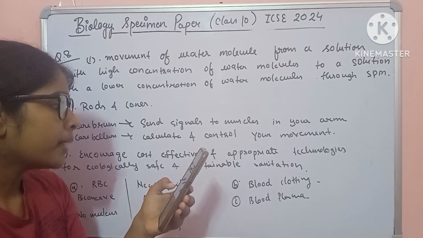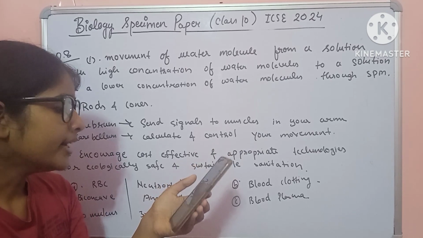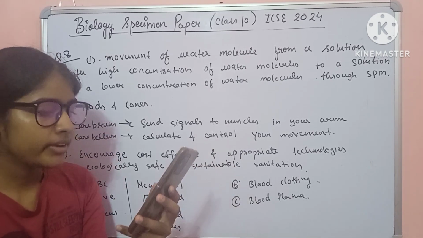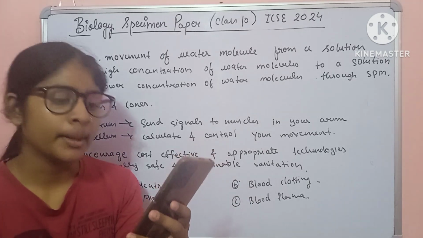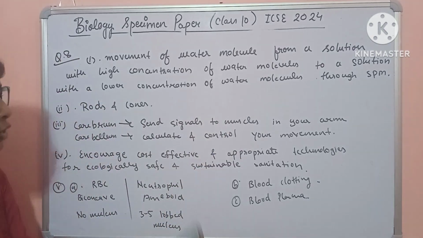What is the function of part 3? It helps in blood clotting. Okay. Name the part labeled 4. It is blood plasma. So today we have completed the biology specimen paper, and I hope you have understood it clearly. So please write all these answers.